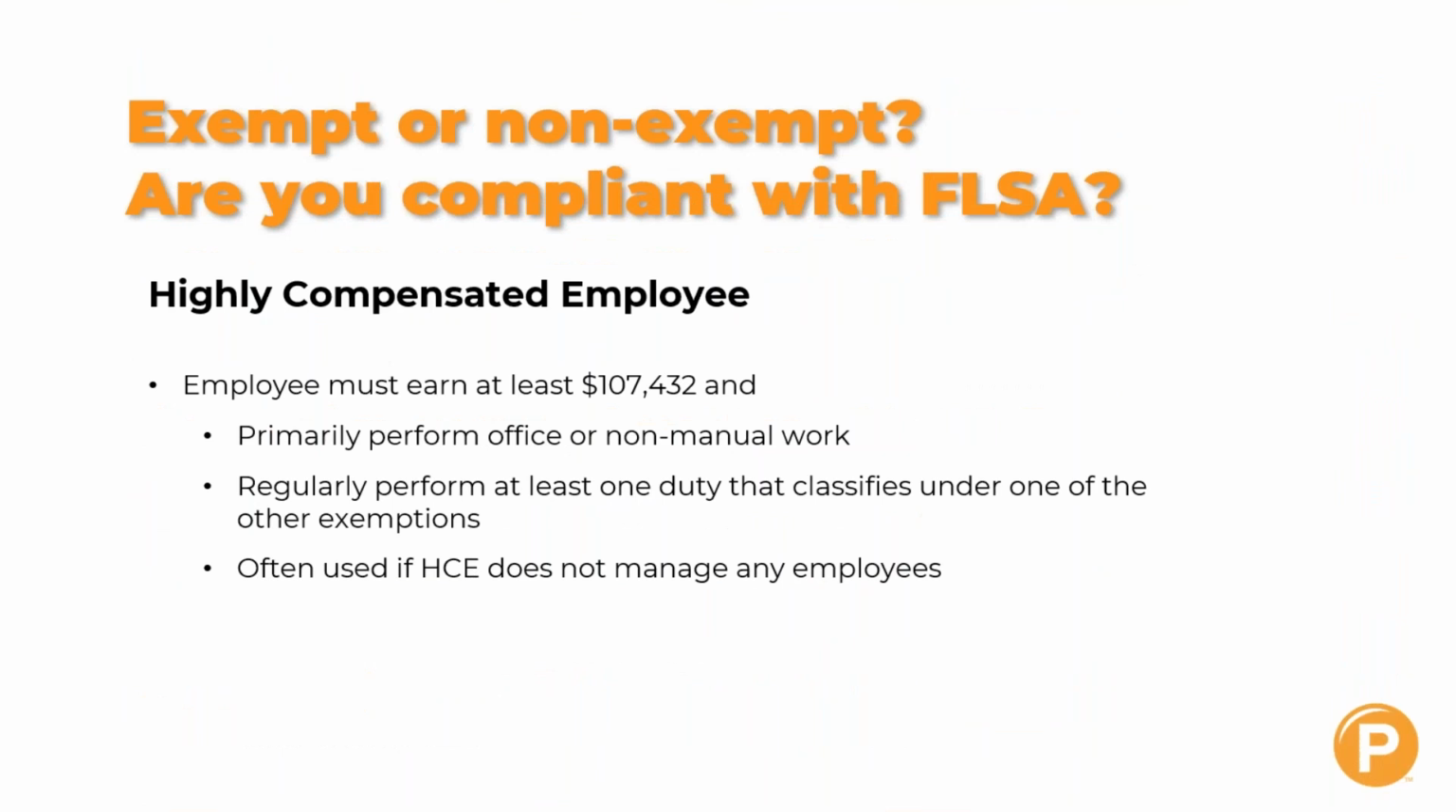The next category of exemption is highly compensated employee. If you have an executive that earns at least $107,432, I don't know where they get these numbers, and they primarily perform office or non-manual work, and they regularly perform at least one duty that classifies under one of the other exemptions, like the executive exemption.